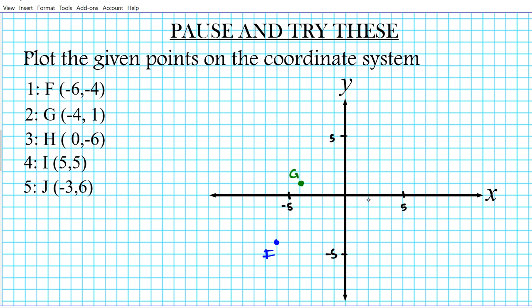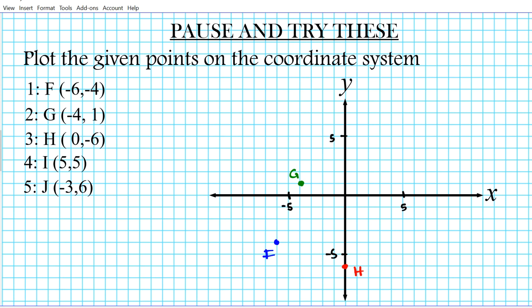The next one is 0, -6, which means no movement vertically. -6 go down. 1, 2, 3, 4, 5, 6. So the location of point H is right here on the y-axis. One thing to note is that when you have 0 on one or the other, it basically indicates that you're going to be on that axis that has a 0 since there's no movement away in the direction of that axis, okay?